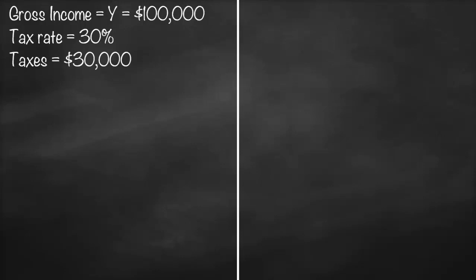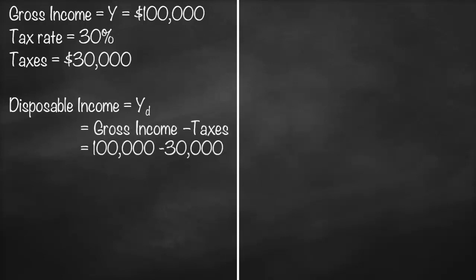So how much payment would you get after you pay taxes? It will be your gross income minus taxes, and this is called disposable income. Disposable income means the income after tax, and we'll give it the symbol YD. Therefore, in this example, our disposable income is gross income minus taxes: 100,000 minus 30,000 gives us 70,000.